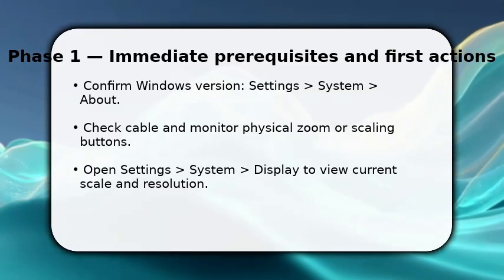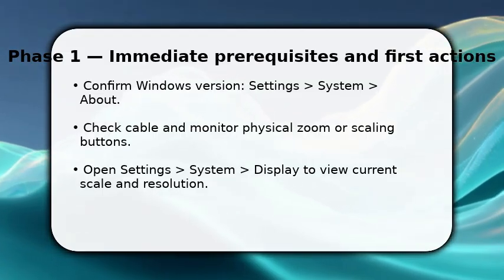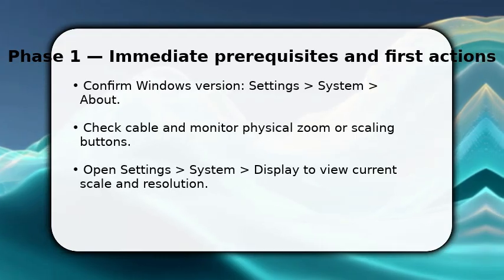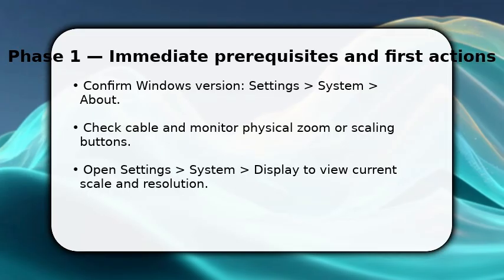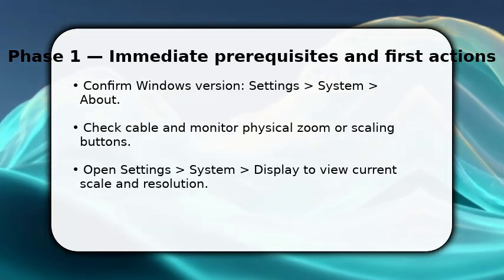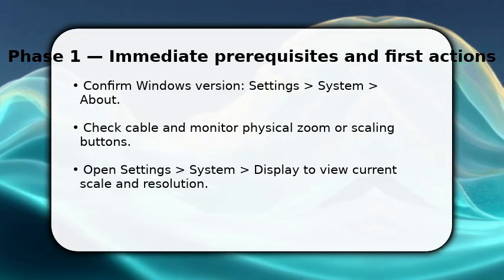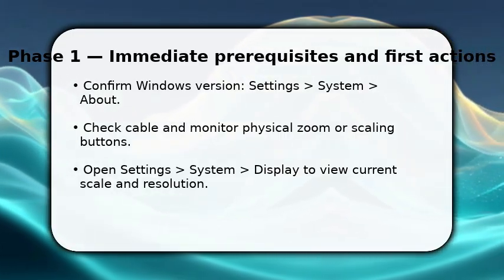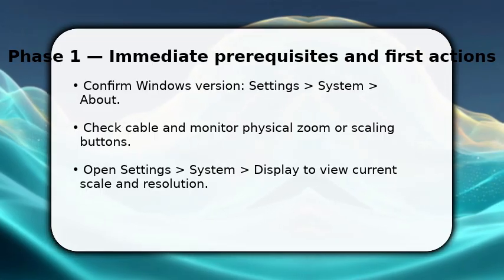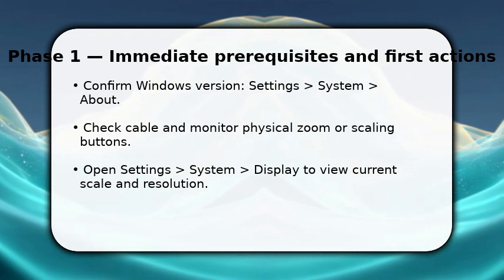You start by confirming the basics so you don't chase the wrong fix. Open Settings, go to System, then Display, look at Scale and Resolution. If the scale is above 100%, reduce it to 100%. That often restores expected size. Also, make sure the monitor's own zoom or aspect controls are set normally and that the video cable is secure. Once done, give Windows 10-15 seconds to redraw the desktop. You'll see if text and icons return to normal.